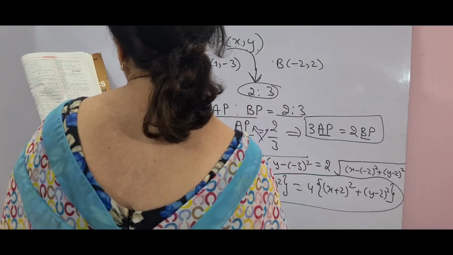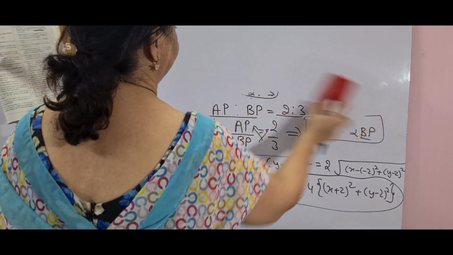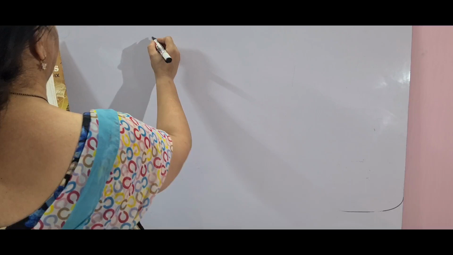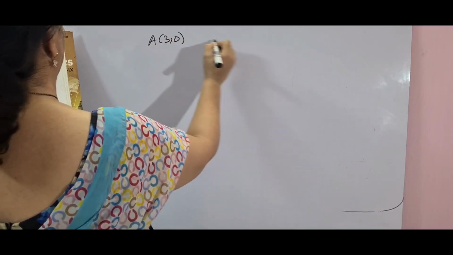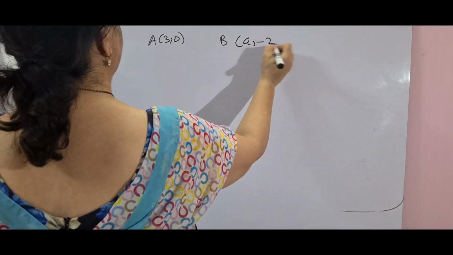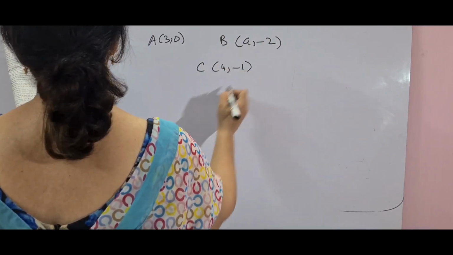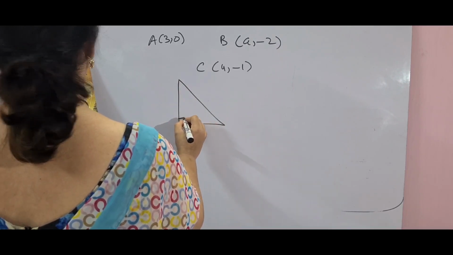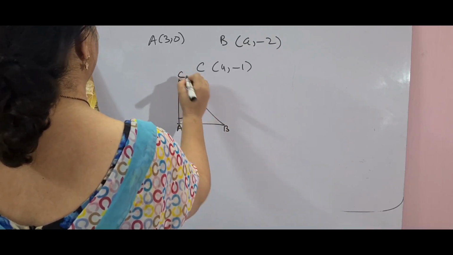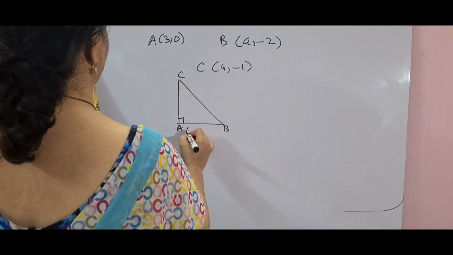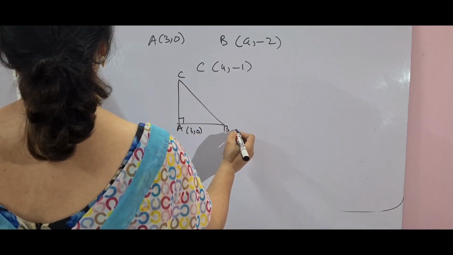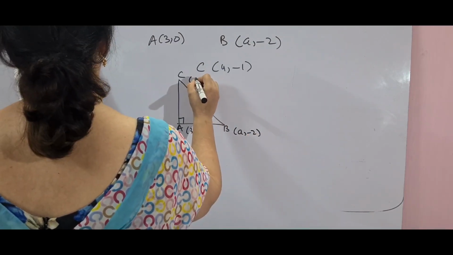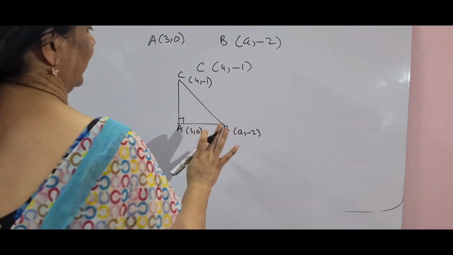Then come to question number 28. Last sum of the exercise. Very simple. The points A is 3 comma 0, B is A comma minus 2 and C is 4 comma minus 1, and these are the vertices of a right angle triangle. Right angle at vertex A. So B and C. And he wants you to find the value of A. So it's very simple, children. A is 3 comma 0, and of course B is A comma minus 2 and C is 4 comma minus 1. So nothing has been given here, no distance, nothing.